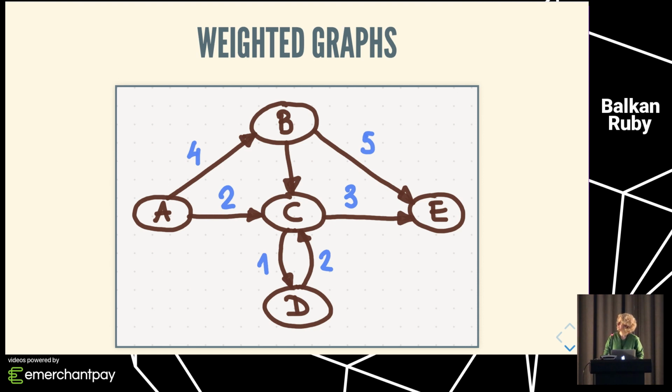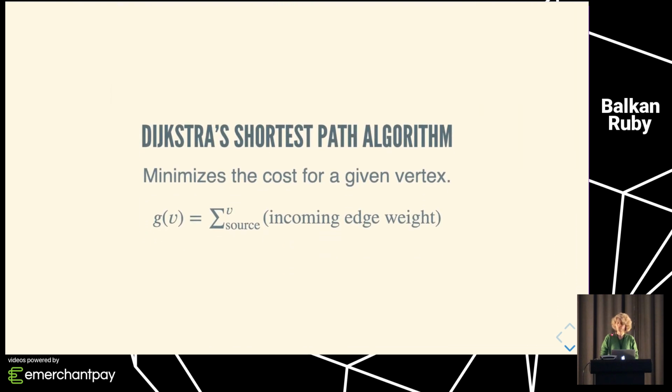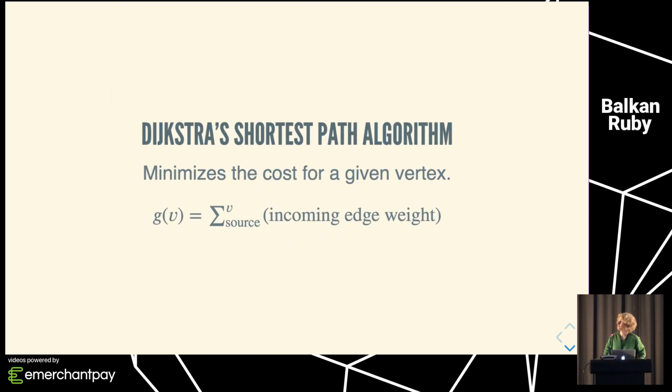If we have this kind of graph, the breadth first search algorithm is not so useful, because the path that contains the fewest vertices is not always the shortest one in terms of weight. In this case, the most famous algorithm is Dijkstra's shortest path algorithm, where he defines a cost for a vertex, which is the sum of the weights of the edges that relate this vertex with the source one.